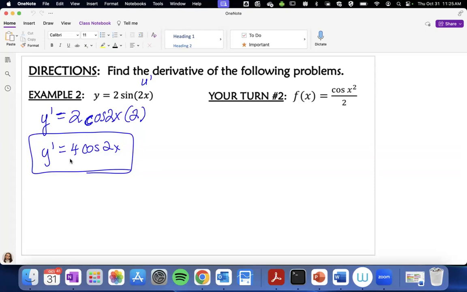I remember CNS. The derivative of sine is cosine. And then the derivative of cosine is negative sine. CNS: cosine, negative sine. Anyway, if you like that.